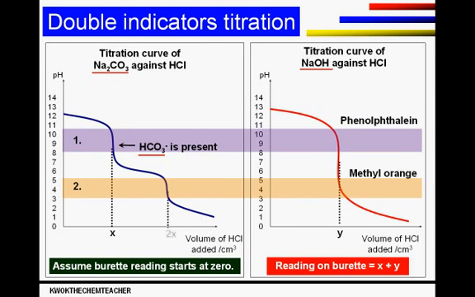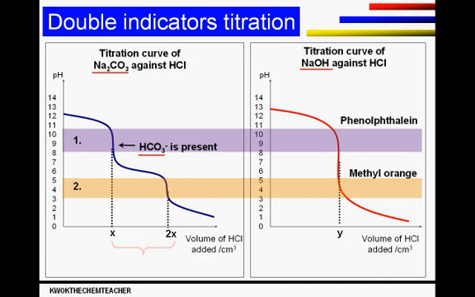Hence, when we subsequently add methyl orange, we can continue to titrate the solution. The solution is initially yellow and will be orange at the end. The reading will be 2X plus Y.